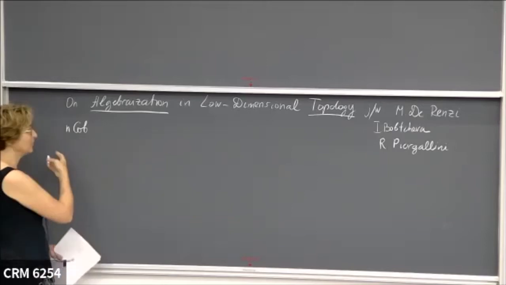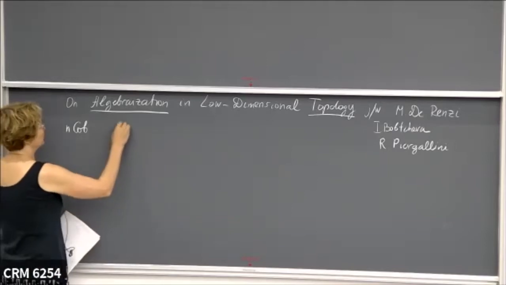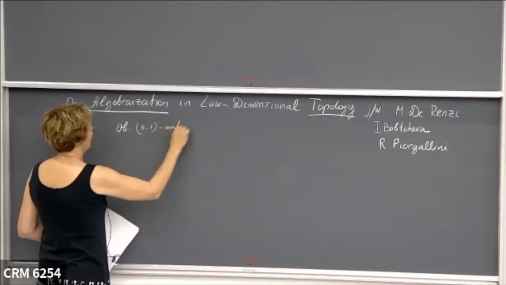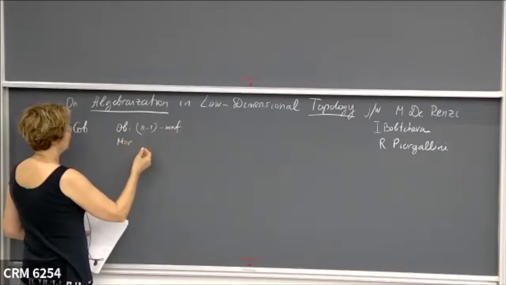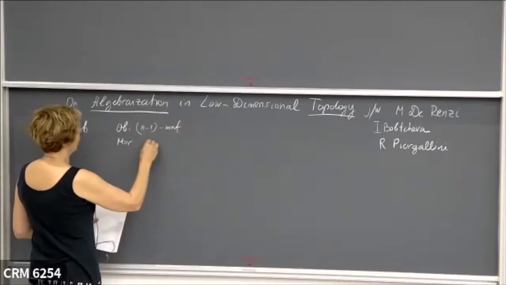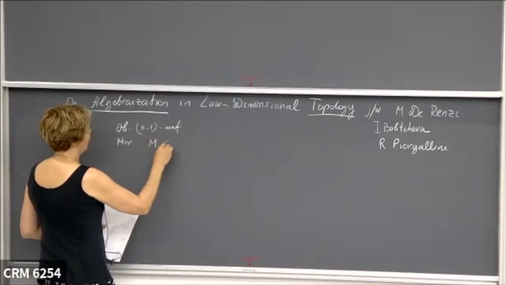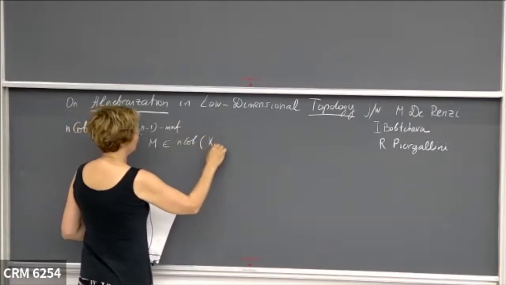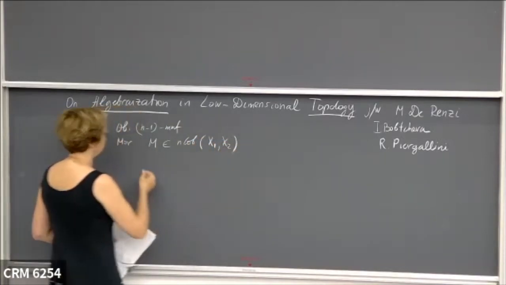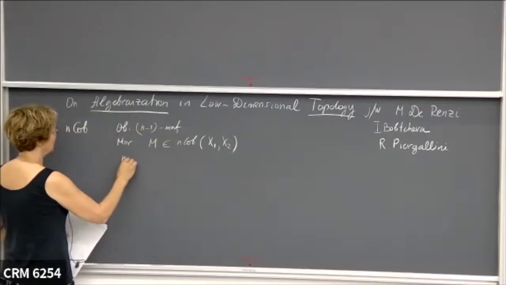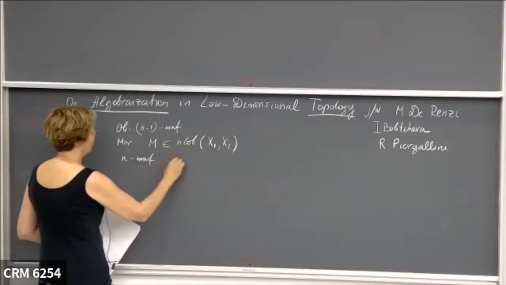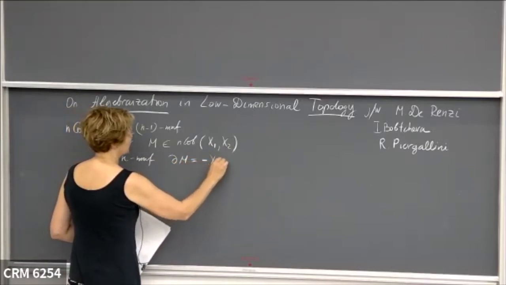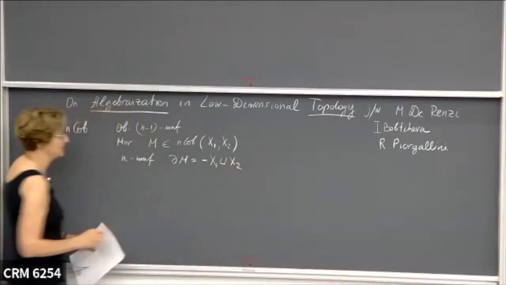So let me recall that this is a category where the objects are n-1 dimensional manifolds, and a morphism M is a morphism, an n-cobordism, from X1 to X2. So this is an n-dimensional manifold whose boundary is split in two parts. The first one is minus X1 and the second one is X2.